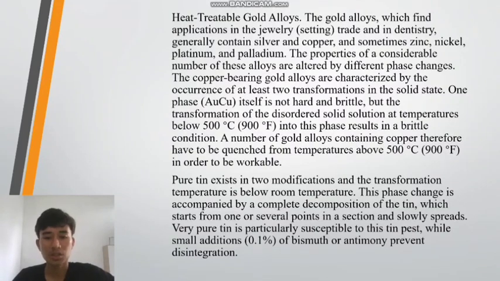Pure tin exists in two modifications, and the transformation temperature is below room temperature. This phase change is accompanied by a complete disintegration of the tin, which starts from one or several points in a section and slowly spreads. Very pure tin is particularly susceptible to this tin pest, while small additions of 0.1% of bismuth or antimony prevent this disintegration.